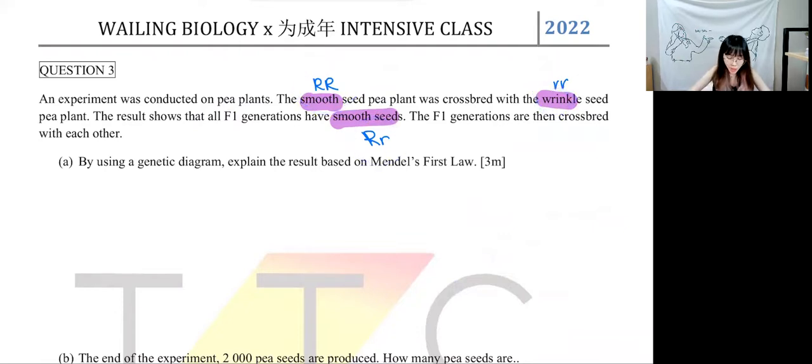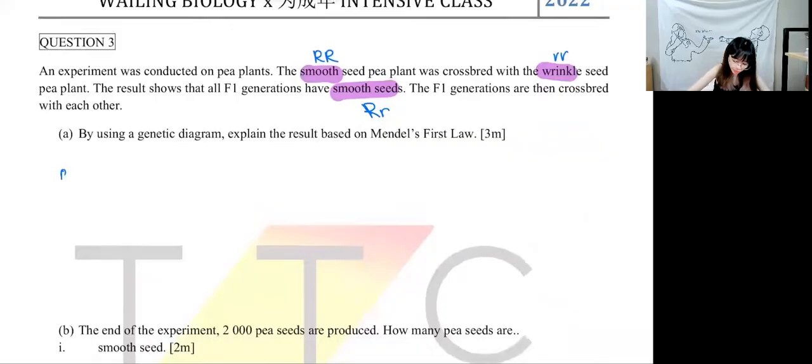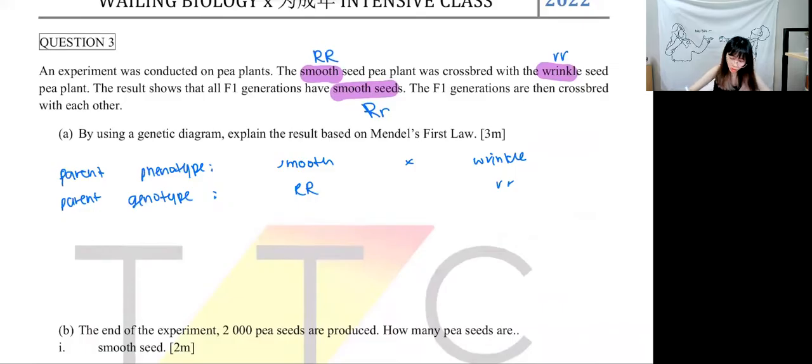So by using a genetic diagram, meaning schematic diagram, we have to explain what is the Mendel first law. We have to draw this schematic diagram out again. When you draw, please remember to label at the side. We have parents' phenotype. If you don't want to write parents, phenotype is definitely okay. This is smooth and wrinkle. And then we have the parents' genotype. Parents' genotype is big R, small r.